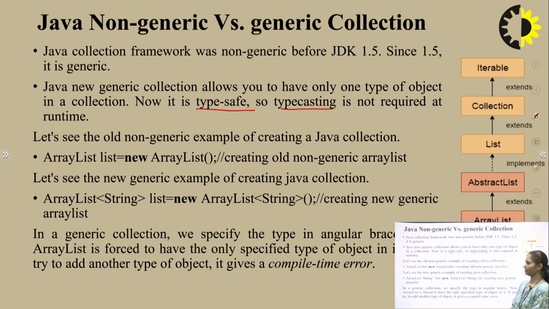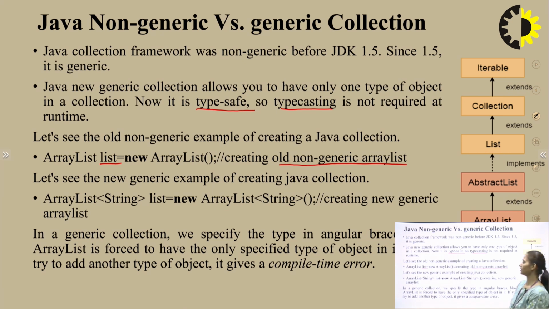When you create your array list with the help of the old non-generic style, you write ArrayList and new ArrayList. Now see, in this example we have not taken the data type inside of this. We don't say which type of array list is going to be created by this. It means that this is the term that generic makes it type safe, and typecasting will be provided.